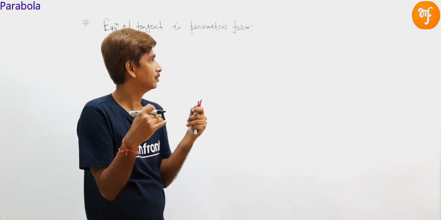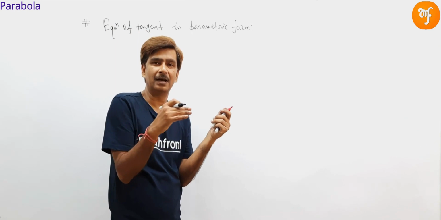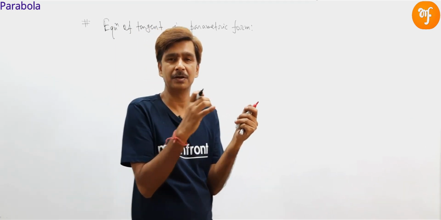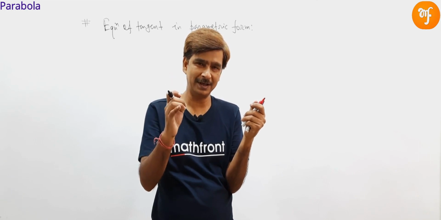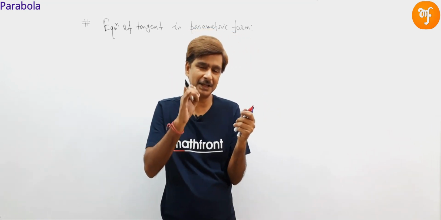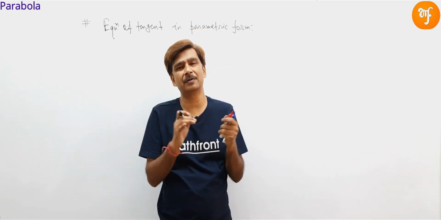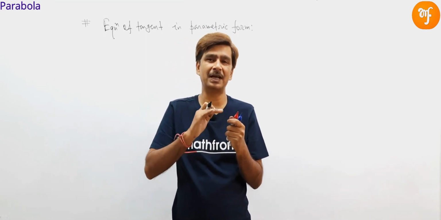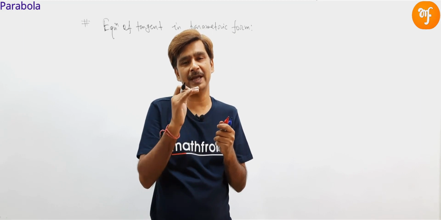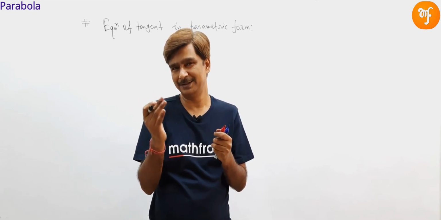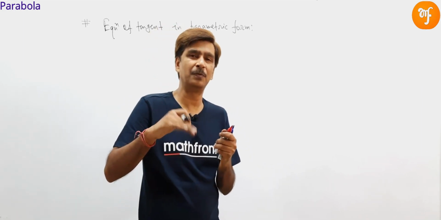Okay, so we know any point on the parabola y square is equal to 4ax is at square comma 2at. So if we consider at square comma 2at as the point of contact, then the equation of the tangent to the parabola y square is equal to 4ax will be y is equal to x by t plus at. Okay, and we will prove this also.